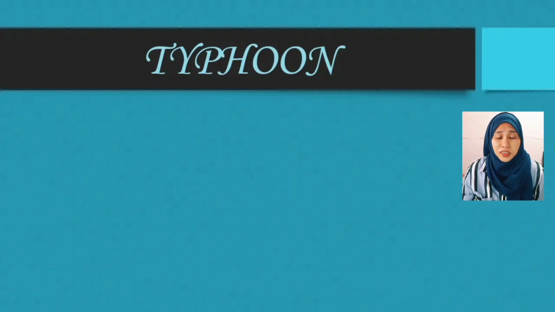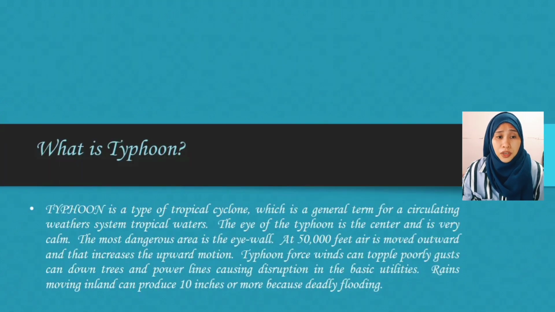My name is Siti Sahara Miscardo and I'm going to report on the issue of typhoon. So what is a typhoon? A typhoon is a tropical cyclone, which is a general term for a circulating weather system over tropical waters. The eye of the typhoon is the center and is very calm. The most dangerous area is the eye wall.